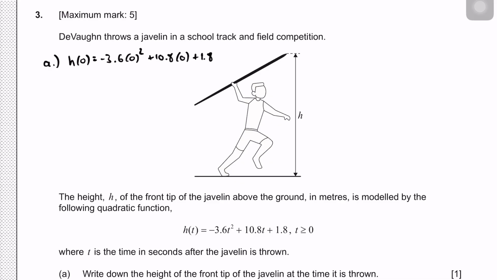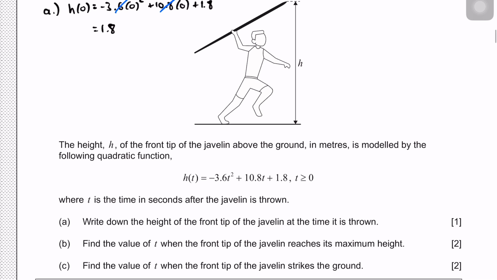On a timed exam, you might just say, I know everything multiplied by 0 goes to 0, so these terms will disappear, and you'll just be left with the constant of 1.8. That would be perfectly acceptable as well. It's just a 1-mark question, so they're just looking for the answer of 1.8 meters. All right.